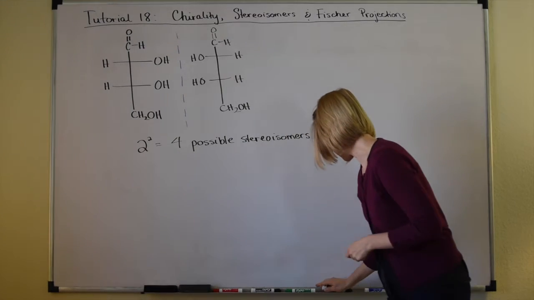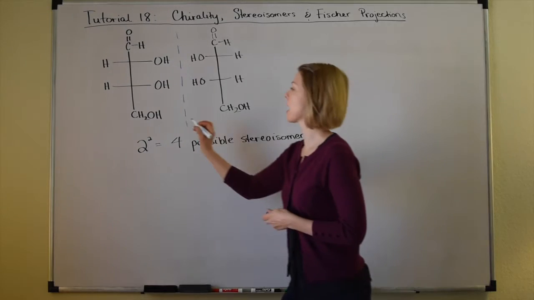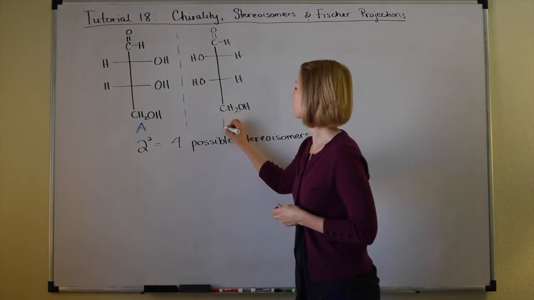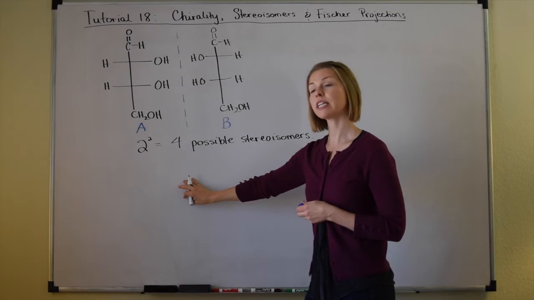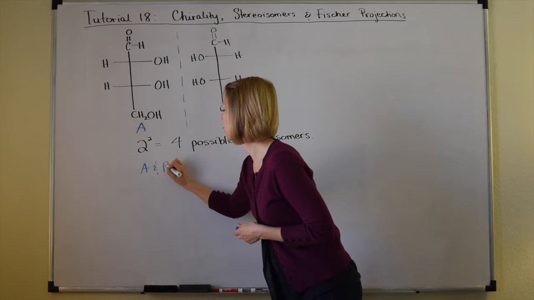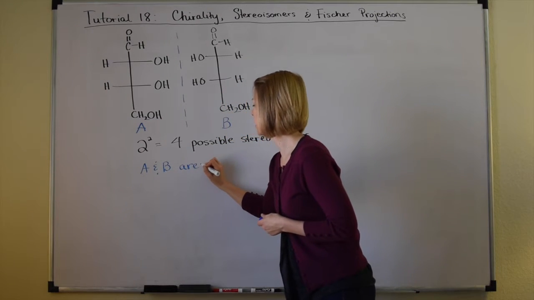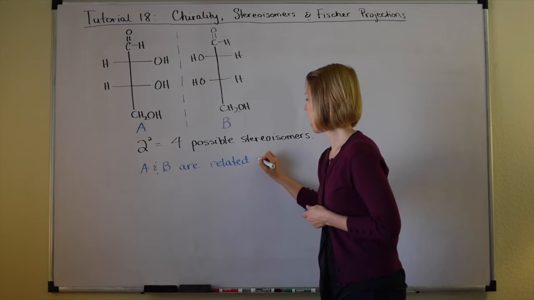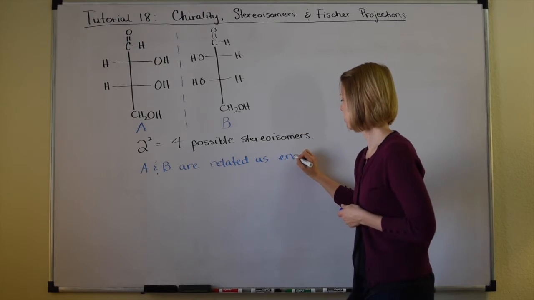So let's label them molecule A and molecule B, and let's write down here that A and B are related as enantiomers.